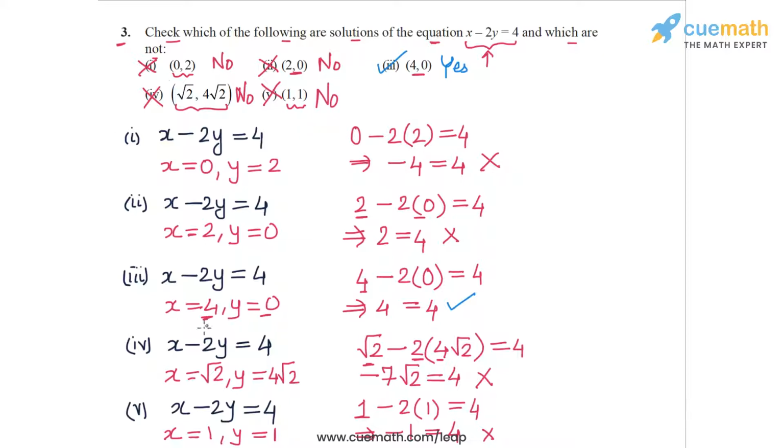So to summarize the answer of this question, the pairs of numbers in parts 1, 2, 4 and 5 are not solutions, but the pair of numbers 4 comma 0 is a solution of the given equation. So there's only one solution of this equation among the 5 given pairs of numbers. And with this we have completed question number 3.